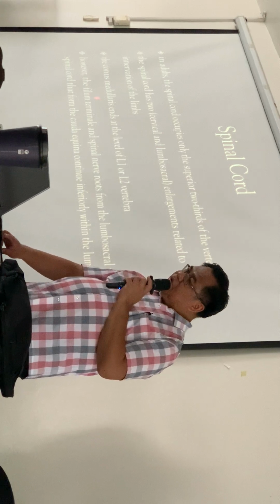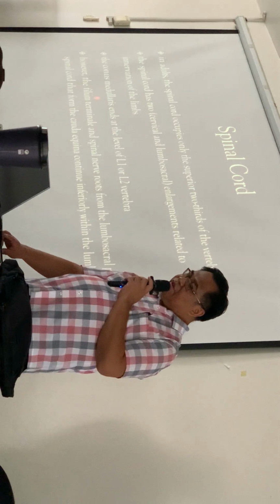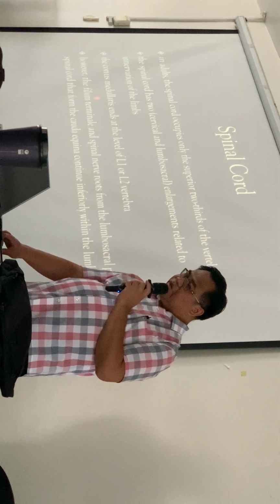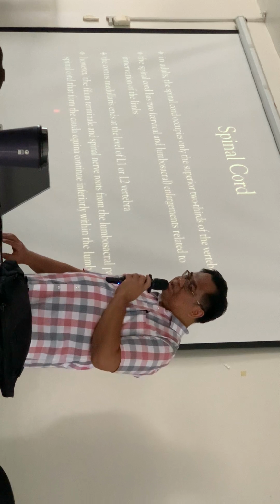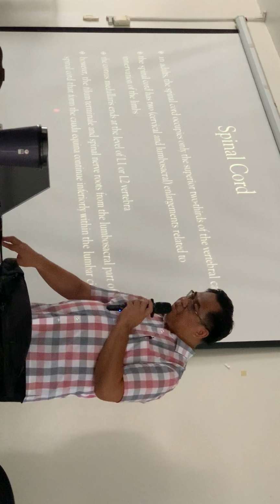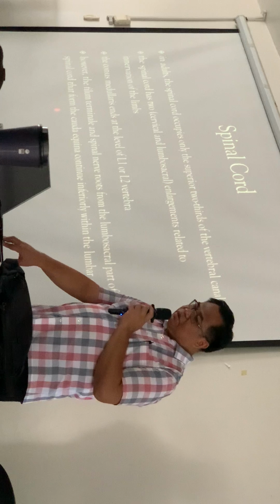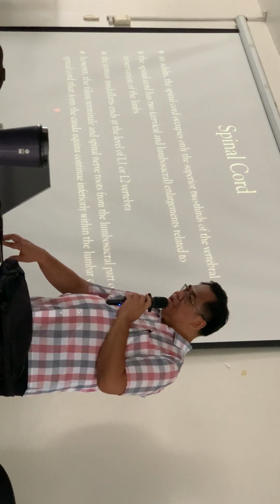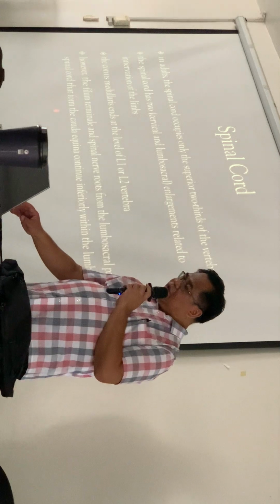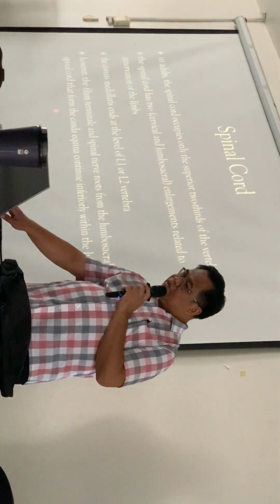The conus medullaris ends at the level of the L1 or L2 vertebra. However, the filum terminale and spinal nerve roots from the lumbosacral part of the spinal cord form the cauda equina, and they continue inferiorly within the lumbar system.